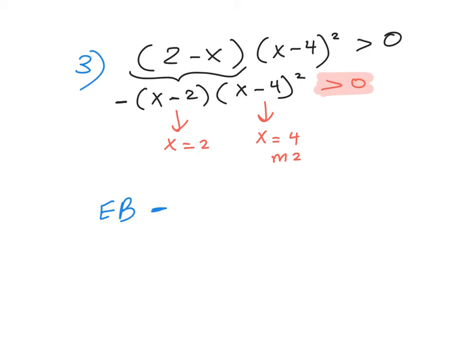Now to know the degree, I need to look at both of those. So this is x to the power 1, and this is x to the power 2, so that's x to the power 3, which is odd. So negative odd means the end behavior is going to be up, down.